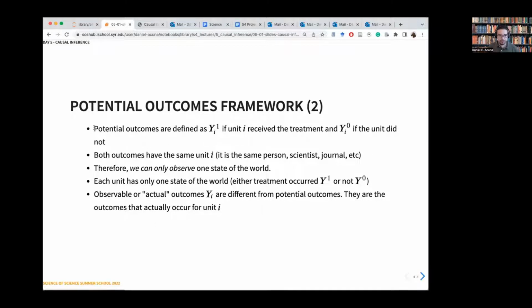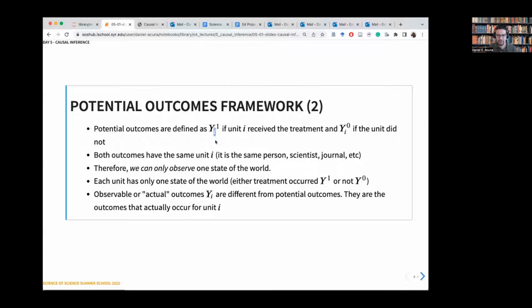Okay, so potential outcomes is defined as this. The notation could be a little confusing at the beginning, but basically we have a y. Just think about the y letter, and that represents an outcome. So it could be the number of citations, the earnings of someone, whatever we're trying to predict, whatever we're interested in understanding. What are the things that affect that? Usually it's just a real number.